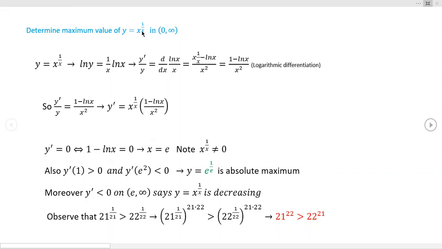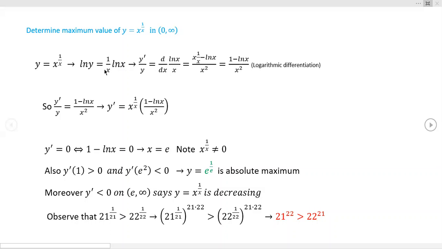Now, we're interested in finding the maximum value of this expression because it ends up helping us to compare some interesting exponential expressions in terms of their magnitude. So now the method employed here is logarithmic differentiation. We start out by taking the natural log of both sides. The reason why we do that is it's easy to differentiate the natural log function.